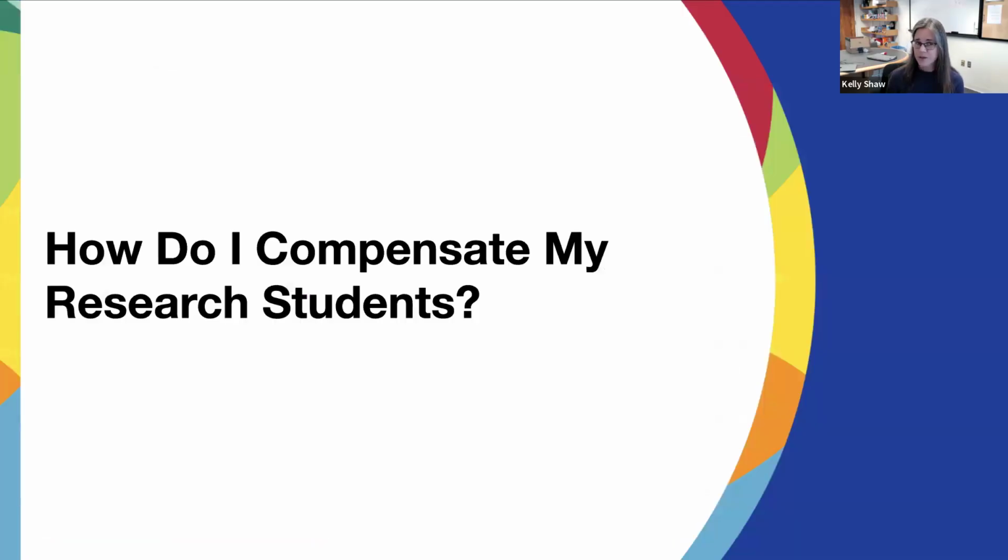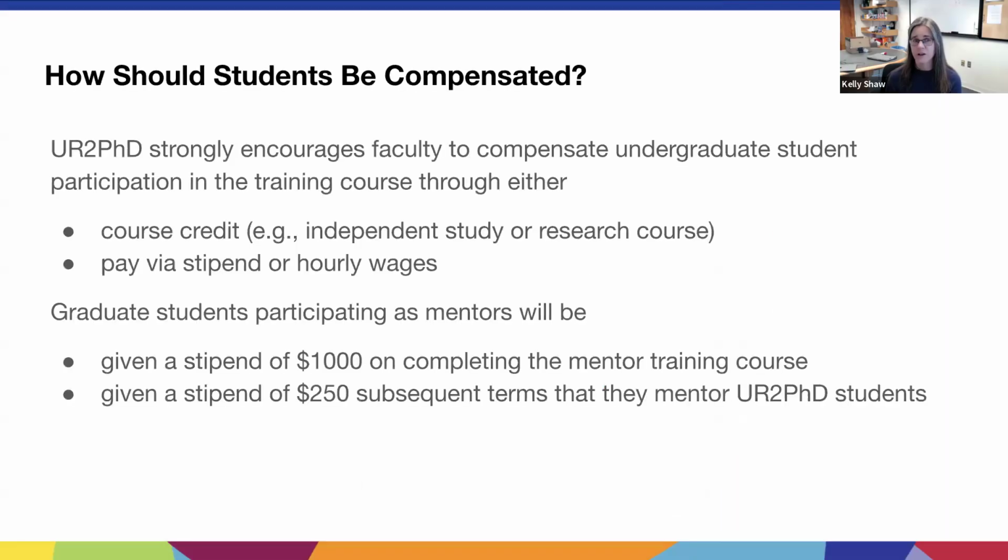So I mentioned earlier that we want to make sure that students are compensated for participating in research. We believe strongly that undergraduate students should get either course credit, maybe an independent study or a research course, or be paid a stipend or hourly wages for their participation.